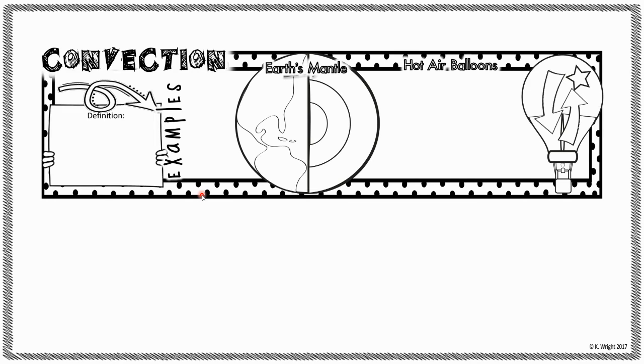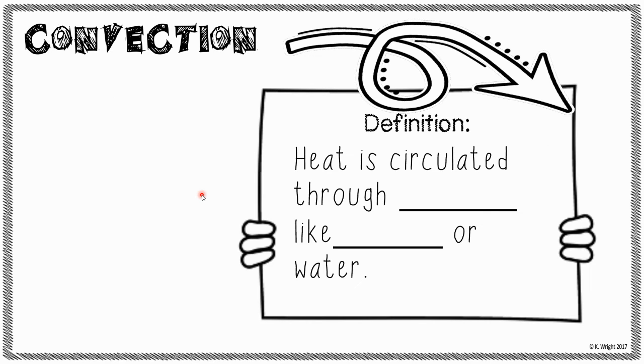Now we have the convection section. So we're talking about convection. All right. So definition for convection. Heat is circulated through fluids like air or water. Heat can also be circulated through gases with convection. Okay, it is, but it's just not one of the big things that we talk about.